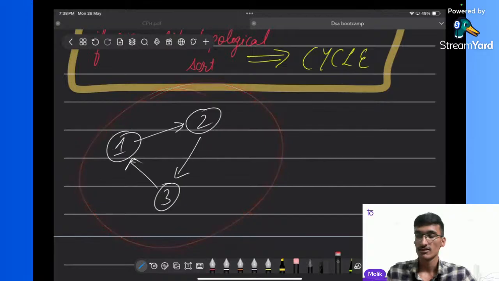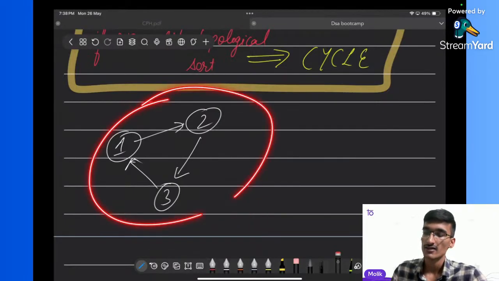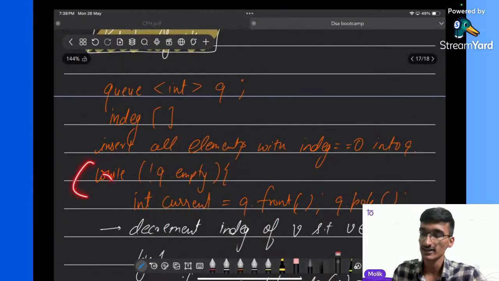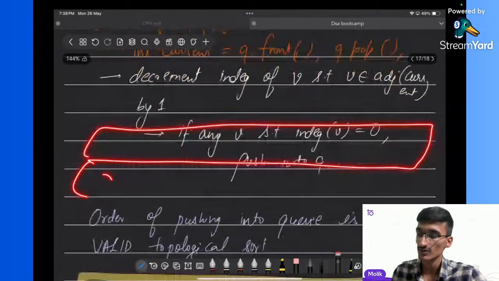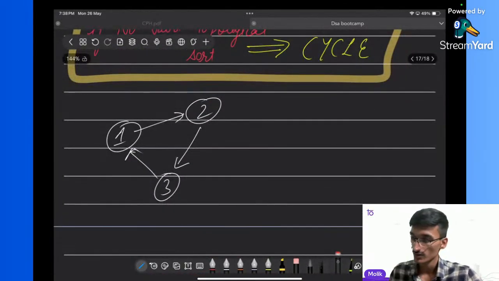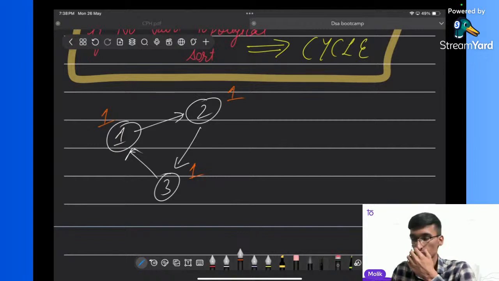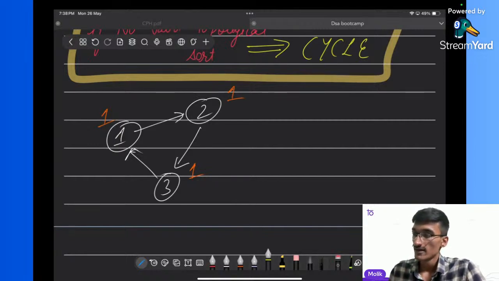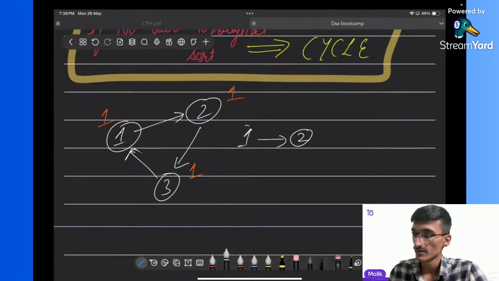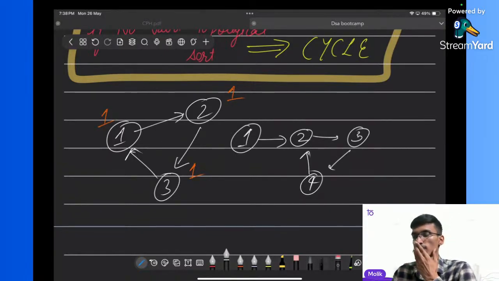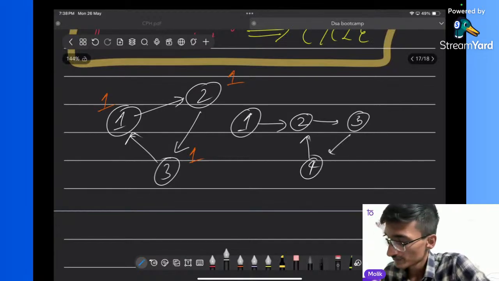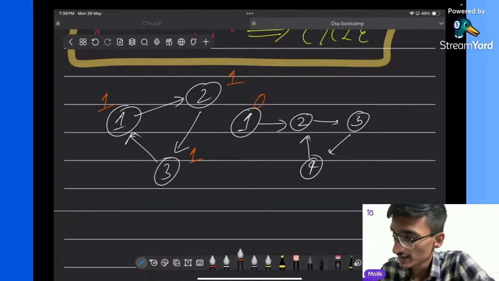This Kahn's algorithm does not work on this graph. Why? Because the first thing was, before entering this loop, insert all elements with in degree 0. There is no element having in degree 0 in this. Look closely. 1, 1, 1. Right. There is no element with 0 in degree. And similarly, think about this. Here maybe we are getting a feeling we can apply Kahn's algorithm.